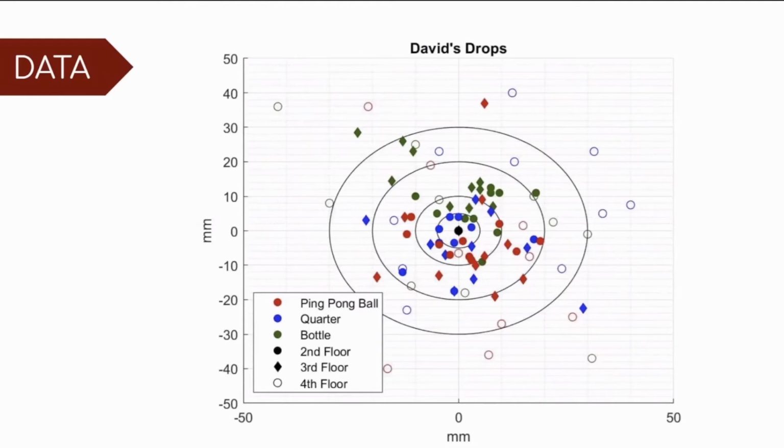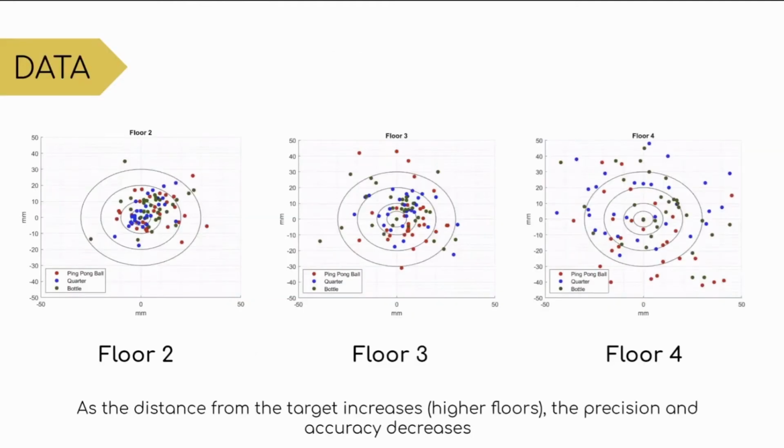And then here are David's drops as well. Then for the next person, here are the floors as well. This isn't surprising: as you can see, as the floor increases, it gets a lot less spread out.